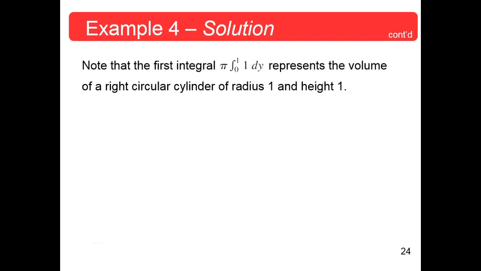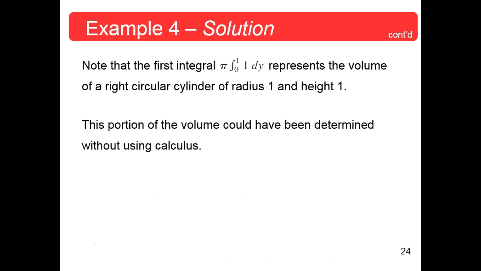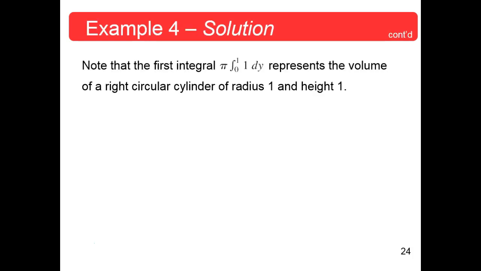Note that the first integral, pi from 0 to 1, represents the volume of a right circular cylinder of radius 1, height 1. That's what we did. Okay. The portion of the volume could have been determined without using calculus. That's what we did. Okay. Now, all right. They skip example 5. Let's see about it. I have a feeling that's a lot more. And this one is also at larsoncalculus.com. So he seems to be putting these that he doesn't show on the slides, whether he decides what's on the slide set or not, I don't know.